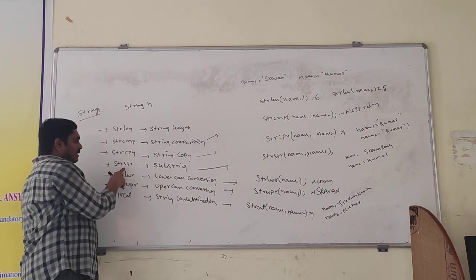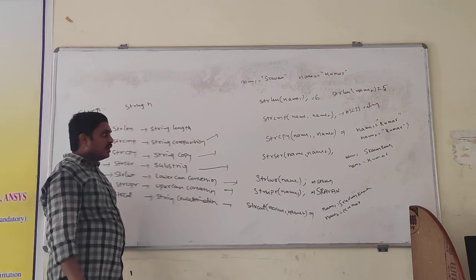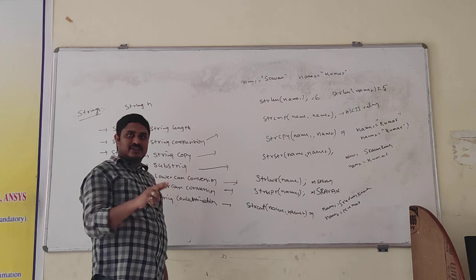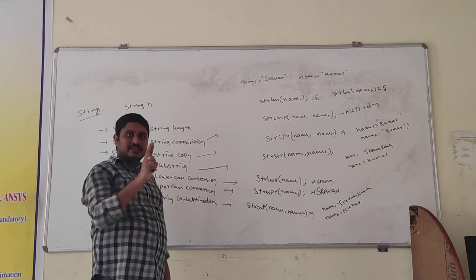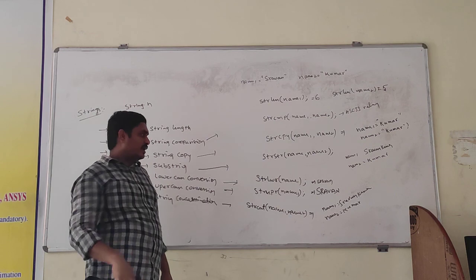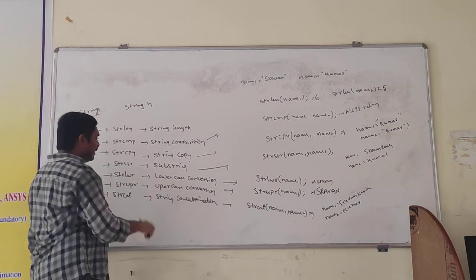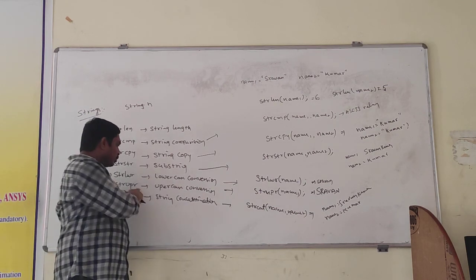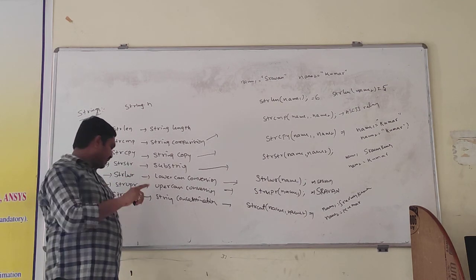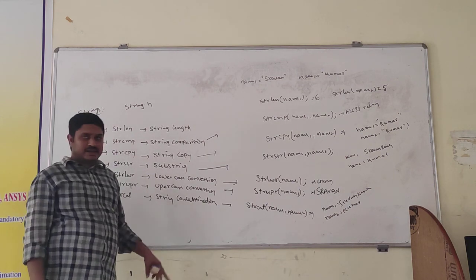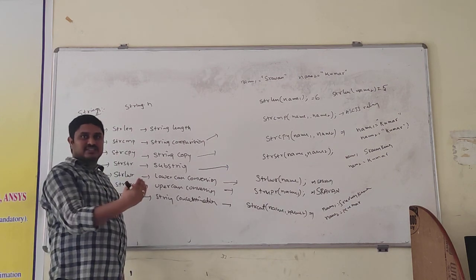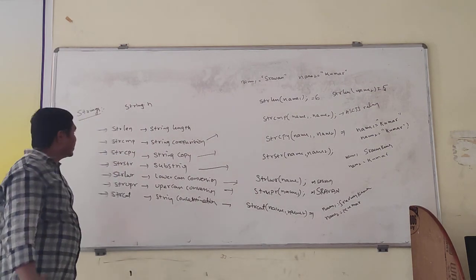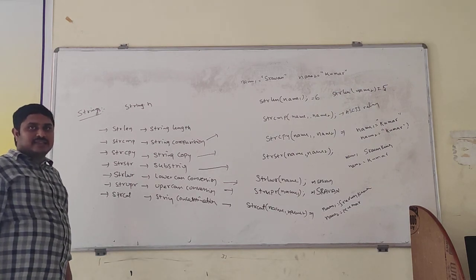strstr, it finds the substring. If we provide two strings, then the second one is searched in the first one. If it is found in the first one, then it returns 1. Otherwise, it returns 0. strlwr converts the string into lowercase, and strupr converts the string into uppercase, and strcat, string concatenation. The second string is added to the first string, but not changing the second one. Okay. These are the string handling functions in C language.